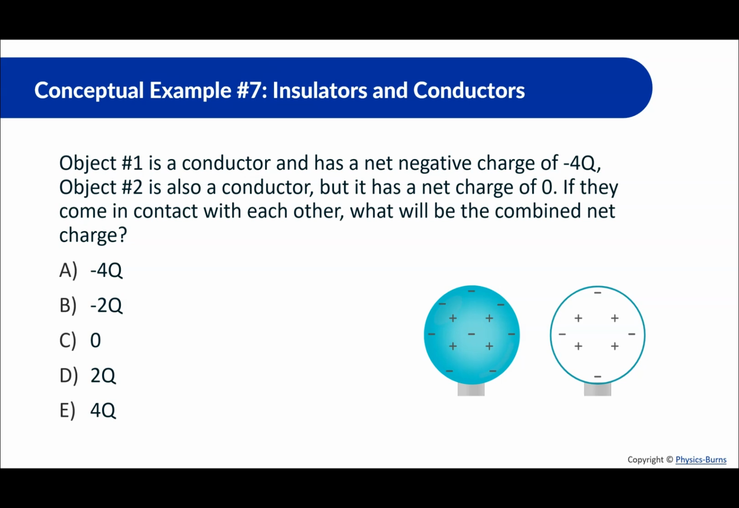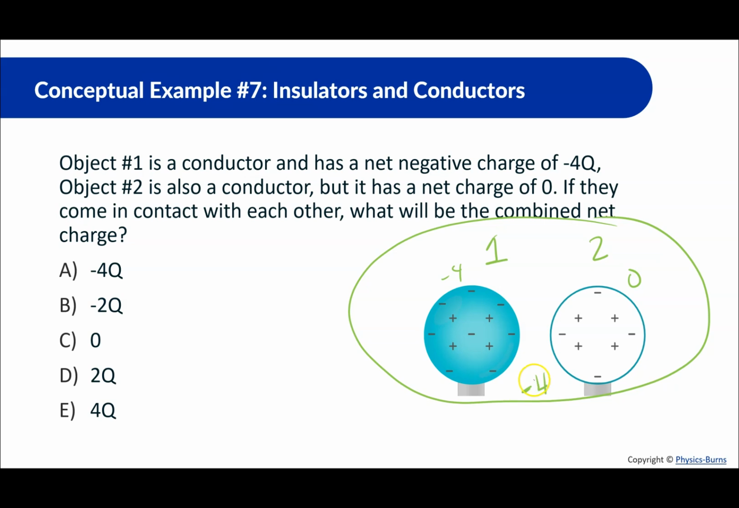All right, next one. Object 1 is a conductor and has a negative net charge of -4. Object number 2 is also a conductor but has a charge of 0. If they come in contact with each other, what will be the combined net charge? So remember, right now, before they come in contact, their combined net charge is -4. Okay? And when they touch each other, yes, 2 of these electrons are going to move over here. But that means this side is going to be -2, and this side is going to be -2, meaning they're still going to be -4. Okay, so that's the conservation of charge, which we learned about before. All right, hope that makes sense.